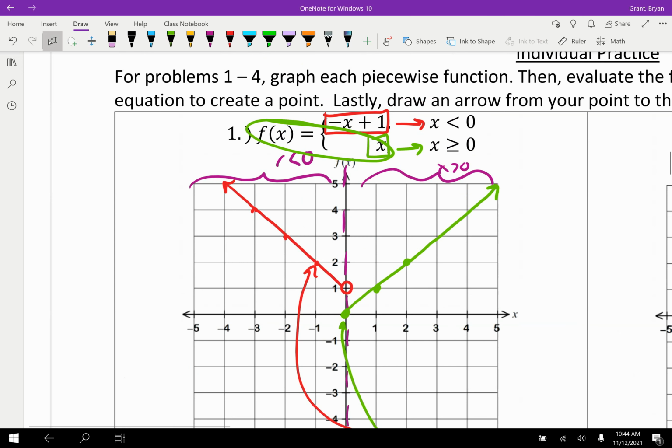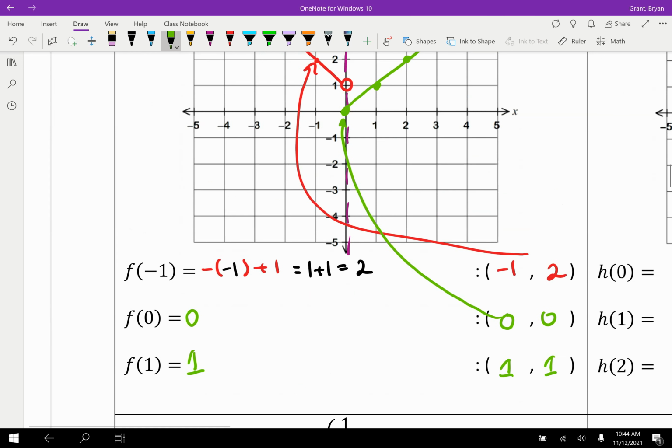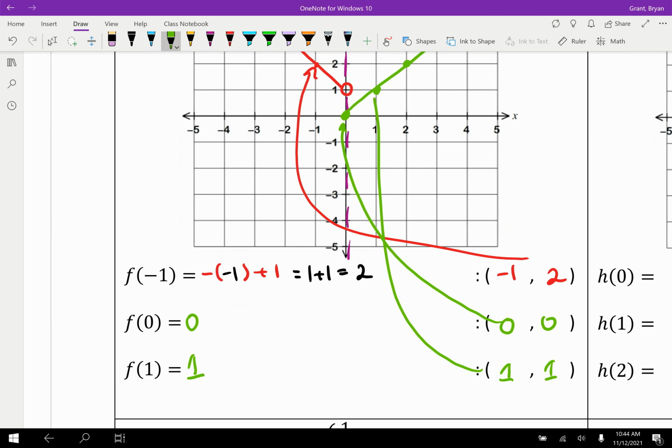The last one asks us to evaluate f of 1. Which branch is good for f of 1? Well, 1's not smaller than 0, so that one's out. 1 is greater than 0, so we're using the bottom branch. f of 1, replace the x with the input. That's 1, and there's no other math to do. This is the point (1, 1). And notice that that is also on our graph.